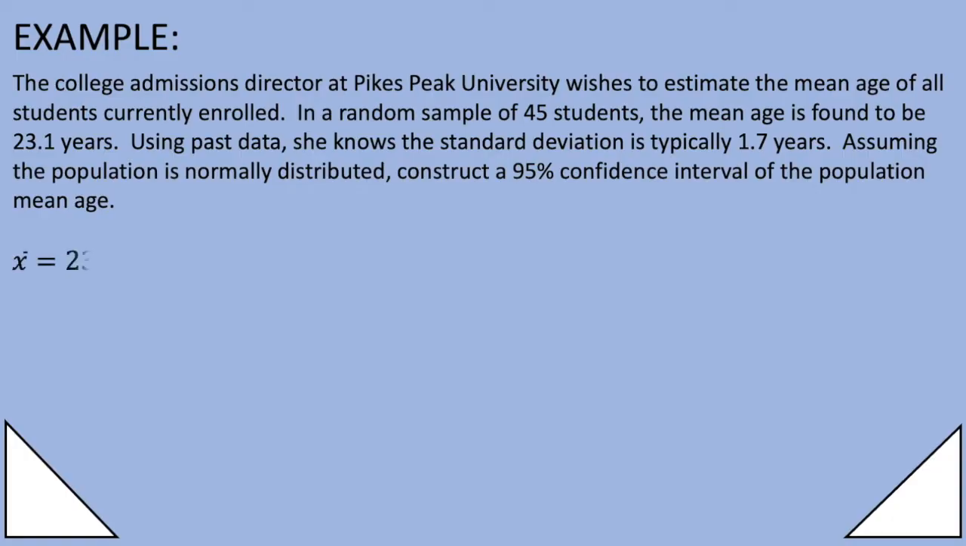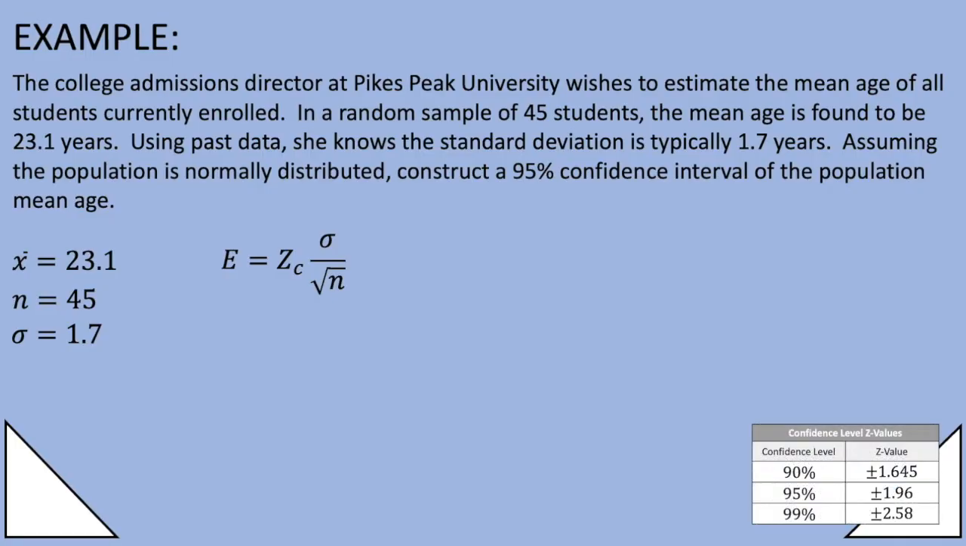So what do we know so far? We know that the mean is 23.1 in our sample. We have a sample size of 45, and because we used some past data, we know that the population standard deviation is usually 1.7 years. So we can plug all that into our margin of error formula, and let's pull up our z-values again. If we're using a 95% confidence interval, then our z-values are going to be plus or minus 1.96. So you can plug all that into your calculator and you get a margin of error of plus or minus 0.5.